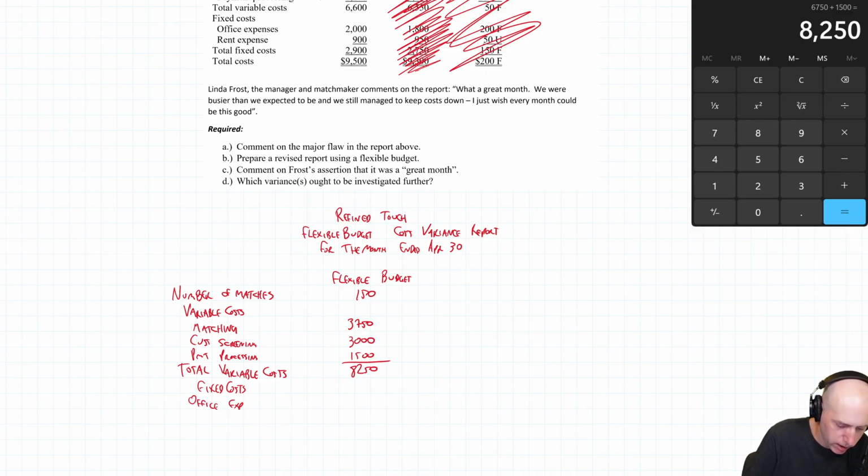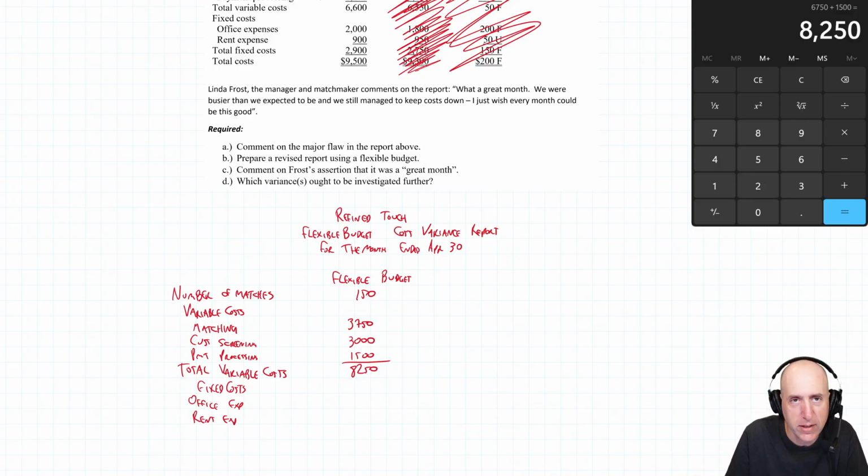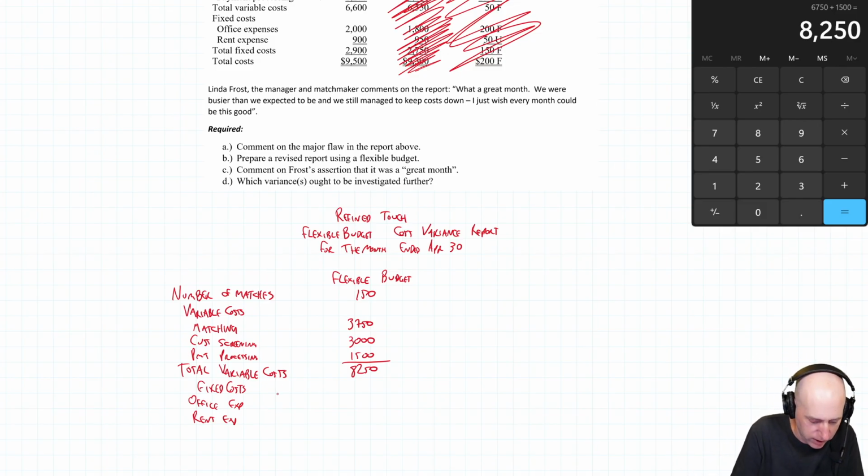office expense, rent expense, and under flexible budget, because they're fixed, we just go, okay, for instance, making two more matches doesn't change your rent cost. It does change your payment processor cost, right? So that's why this one's variable, that one's fixed.